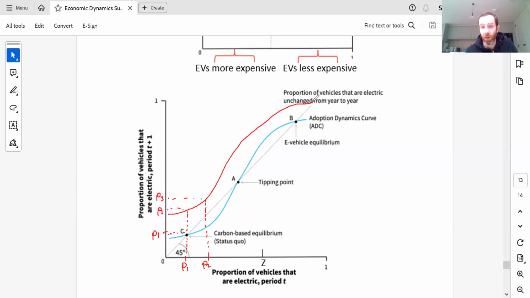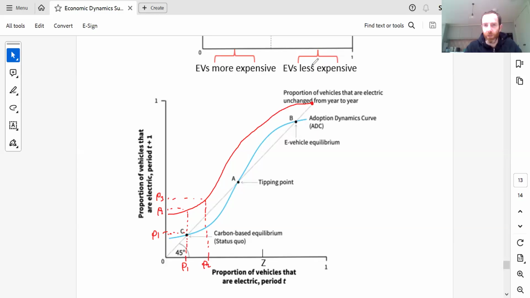And it's actually not going to stop until we reach this new electric vehicle equilibrium, which is way up here. I think I've drawn it in a slightly dodgy spot, where we're basically at 1. Everybody is going to have an electric vehicle. But in this case, because the adoption dynamics curve has shifted up so much, you can see it no longer intersects with the 45-degree line at any point apart from up here. So the only possible equilibrium now is this one with lots and lots of electric vehicles.